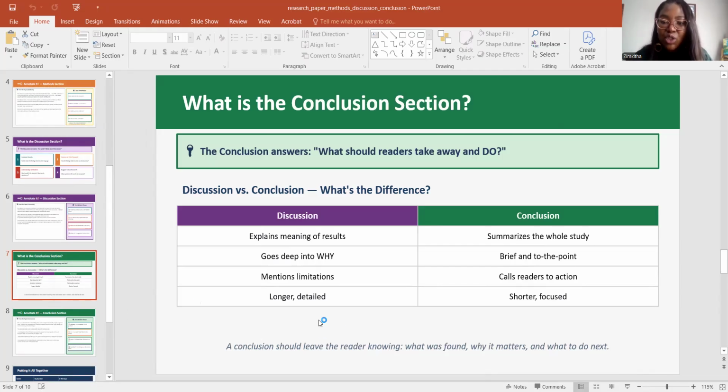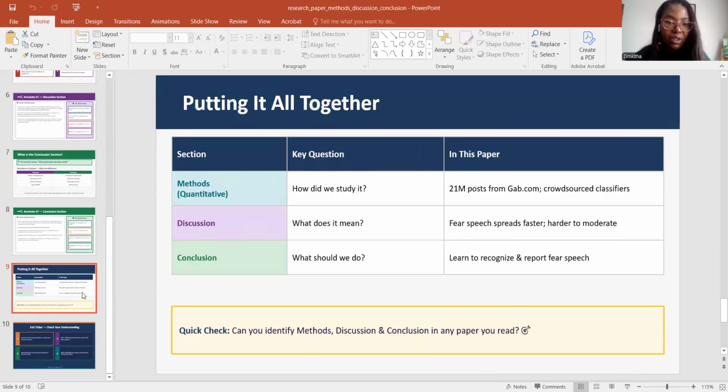Okay, so this is what your conclusion is. Again, you summarize, brief and to the point. You call the readers to action. It's shorter, it's focused. Okay, so when you put it all together, you have your methods. How did we study it? Then you have your discussion. What does it mean? Okay. From the results, what could you interpret? And then you have your conclusion. What should we do?